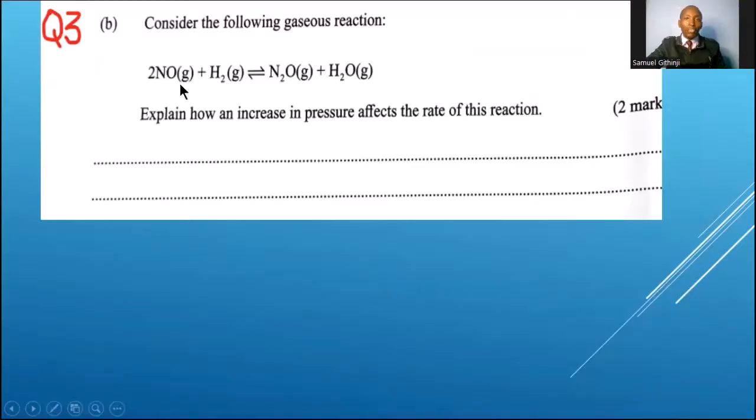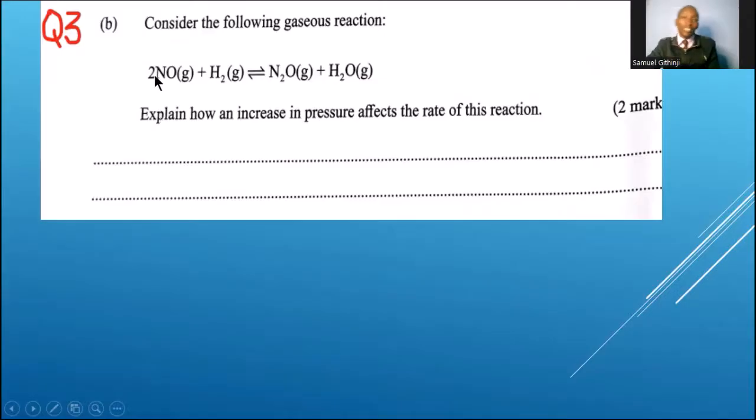Question 3b. Consider the reaction you're given. You have nitrogen(II) oxide reacting with hydrogen to give you nitrogen(I) oxide and water in steam, or gaseous state. Explain how increase in pressure affects the rate of a chemical reaction. One thing, my student, you should know is that this equation has nothing to do with an equilibrium. This equation has nothing to do with the reversibility of the reaction, because they have talked about the rate of this reaction.